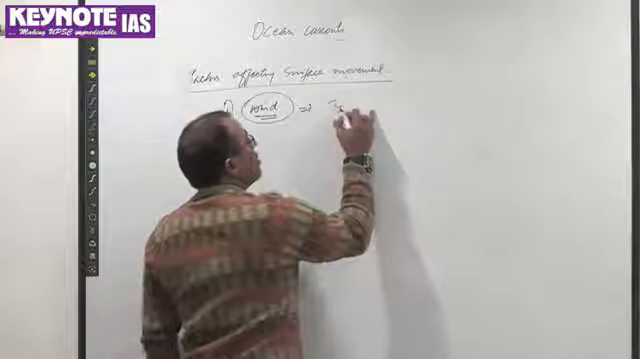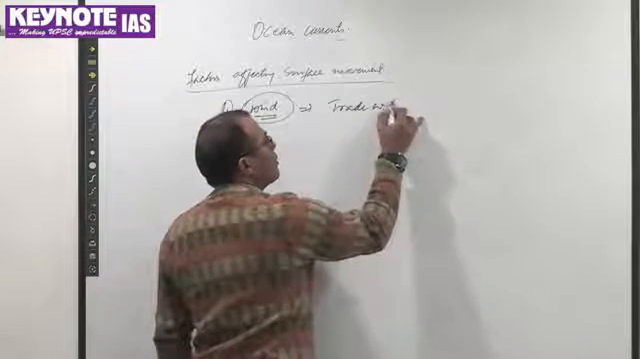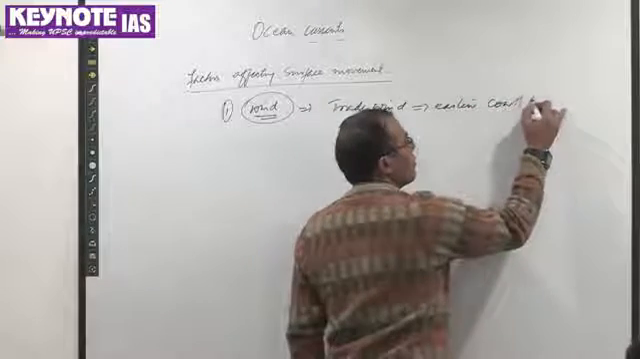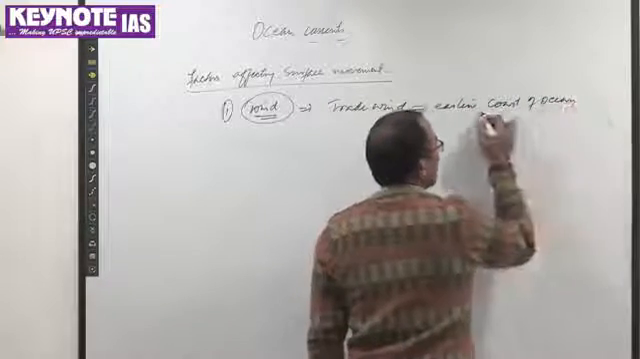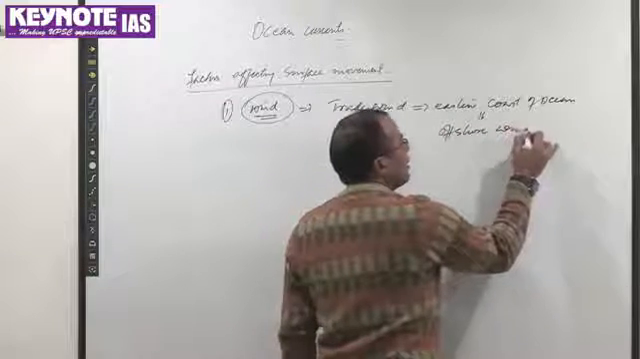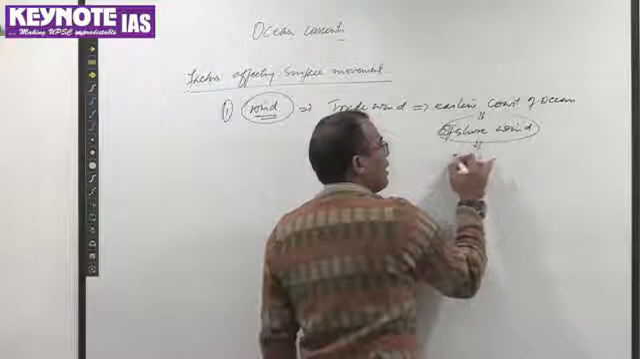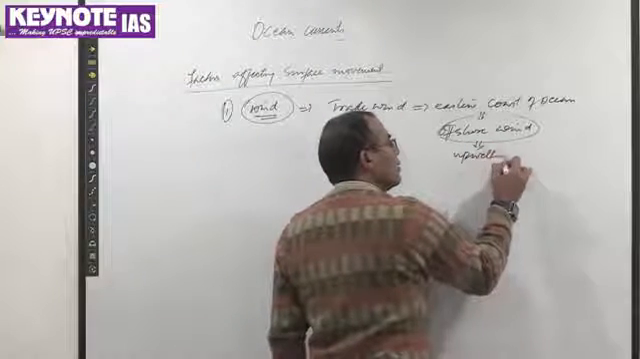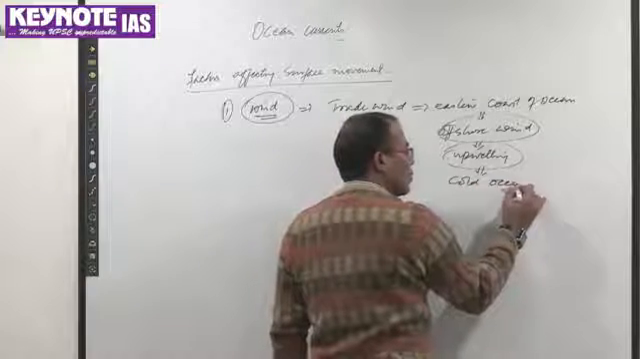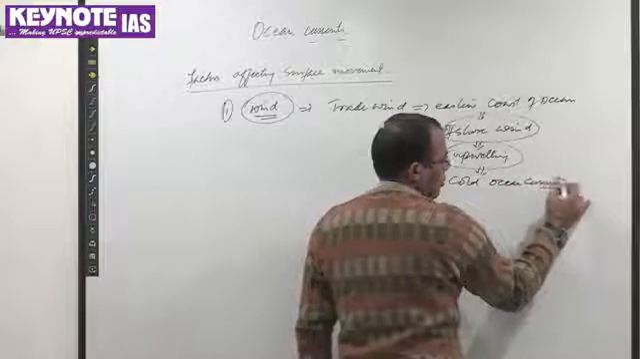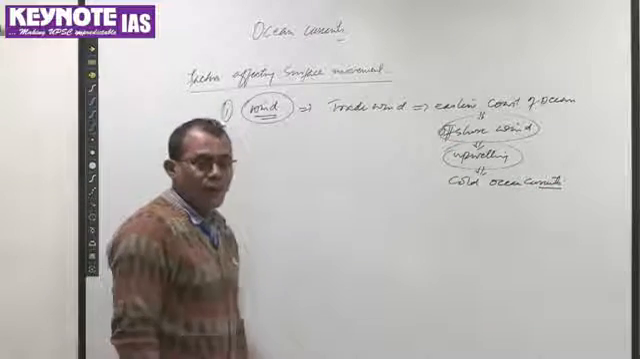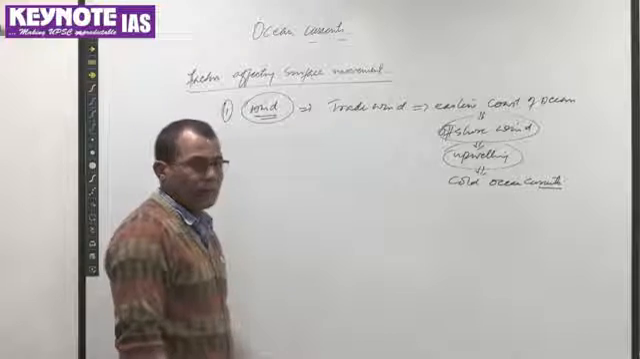Now, along the trade wind belt, eastern coast of ocean, offshore wind, we have already seen that, will lead to upwelling, will lead to formation of cold ocean currents all over the world. Because wind is the most important and the most fundamental reason for upwelling or downwelling.